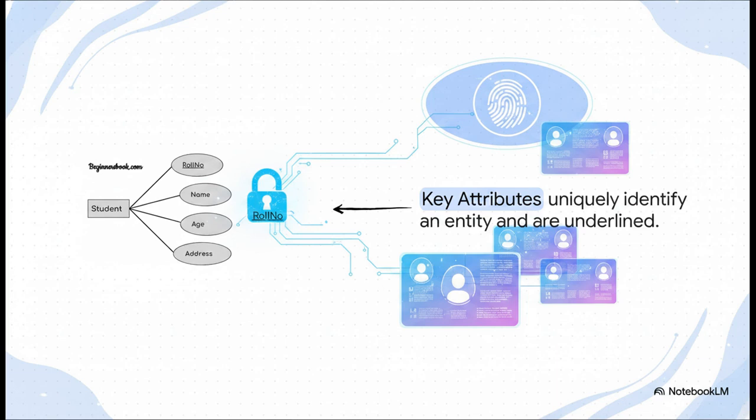Well, that underline is a universal symbol telling us that this specific trait uniquely identifies that student among all the others in the entire database.